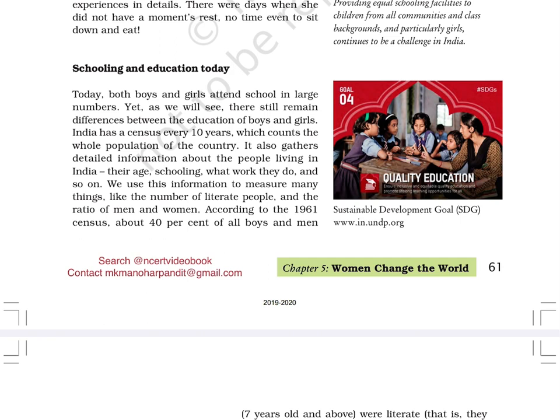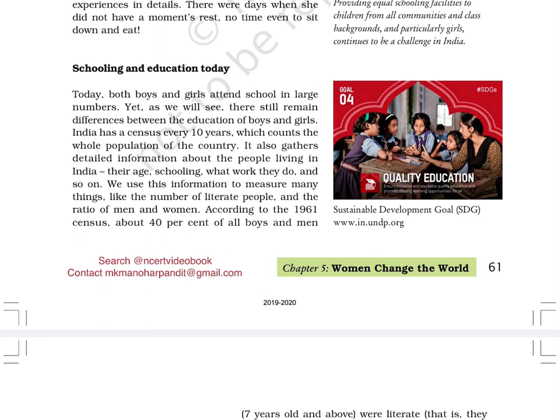In this poster, a teacher is explaining something to her students. Slogan given is Quality Education. Schooling and education today. Today, both boys and girls attend school in large numbers. Yet, as we will hear, there still remain differences between the education of boys and girls.